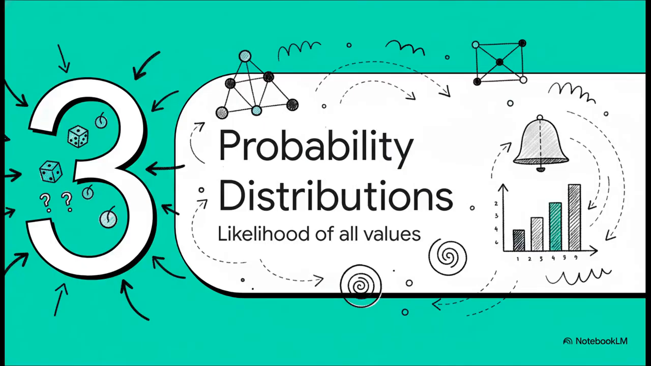So now we have a way to define outcomes, but what's the next logical question? Well, how likely is each outcome? What's the chance of a student getting an A versus a C? To answer that, we move into section 3, probability distributions.